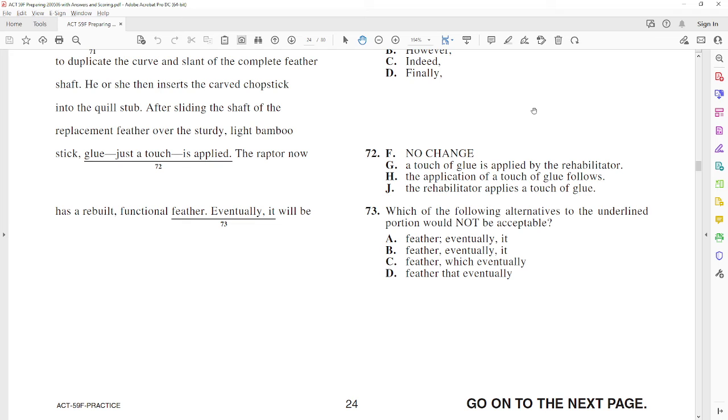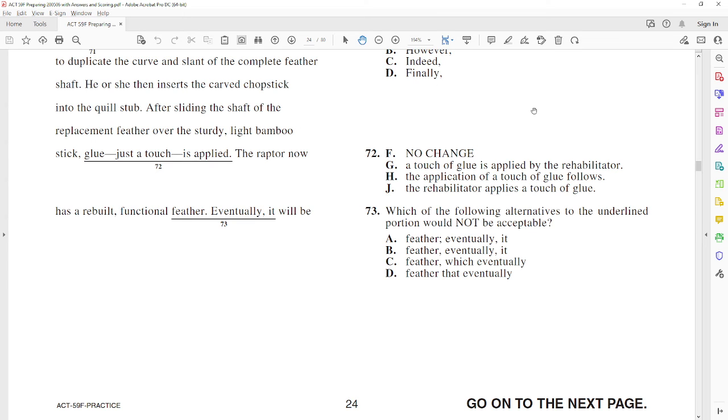Whenever you have an introductory phrase, the very next noun has to be what the phrase is about, the thing or person doing whatever that phrase mentions. So the phrase is what the rehabilitator is doing. So the very next word after that comma, after stick, better be the rehabilitator. So F isn't. The glue doesn't slide the shaft of the feather. A touch of glue, G, is also the glue. H, the application of a touch of glue isn't what slides the shaft. The rehabilitator applies a touch of glue.